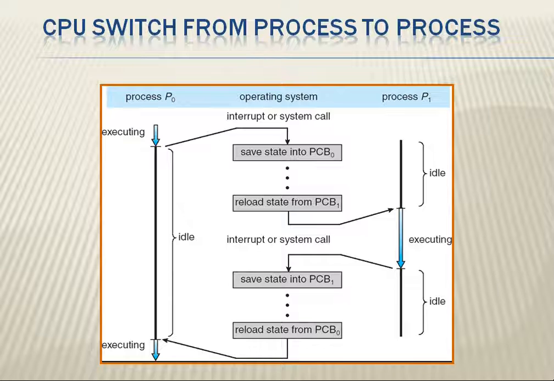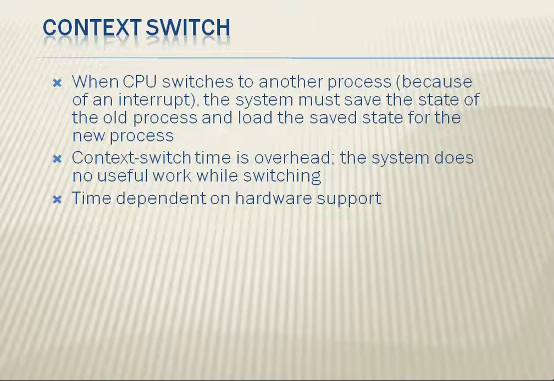This is how your CPU switches from one process to another process. This is called context switching. When the CPU switches to another process due to some interrupt or system call, the system must save the state of the old process and load the saved state for the new process. The context switch time is an additional overhead here. It requires some more time for the CPU to do all these things before switching to another process and starting execution.